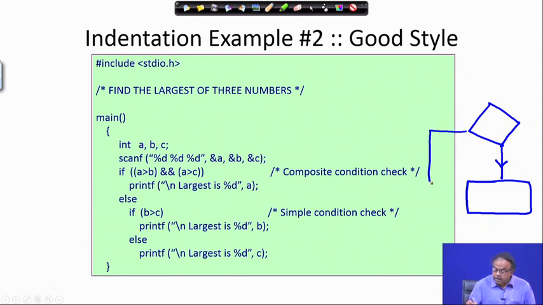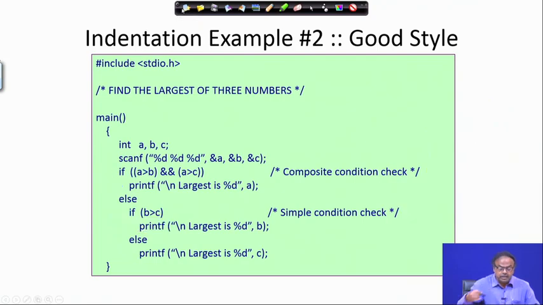So, looking at this indentation, you can quickly see that this printf is under this and this part is under this. That is very clear from the indentation. I have shifted it a little bit, and so immediately you can understand that this printf runs if this condition is true. That means this part is for this diamond box being true. This is a good indentation, good style.